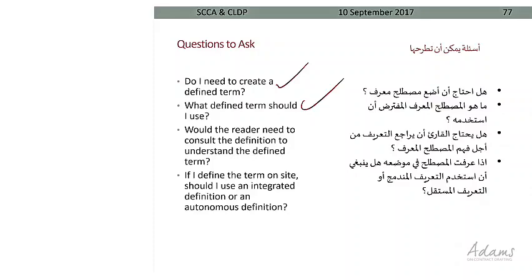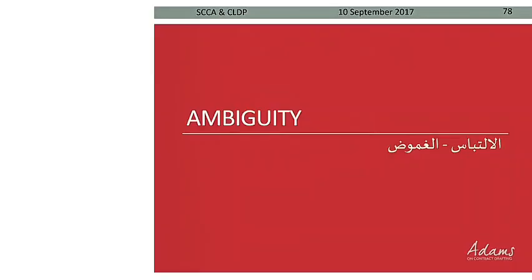What defined term should you use? You don't want it to be misleading. You want it to be just specific enough for your needs. Would the reader need to consult the definition to understand the defined term? In other words, is the meaning entirely or largely clear? If not, put it into the definition section. If it's custom made for the transaction, you put it on site. And if it's on site, do you use integrated or autonomous definition? That depends in part on how long the definition is, or just what the circumstances suggest, what the circumstances permit.